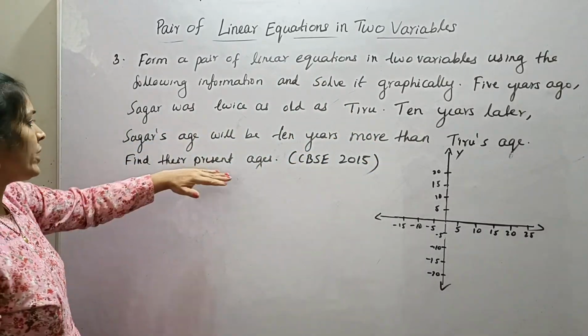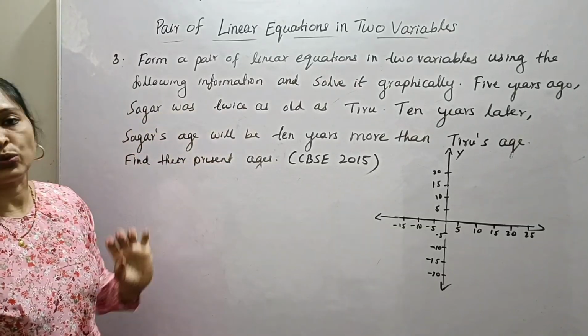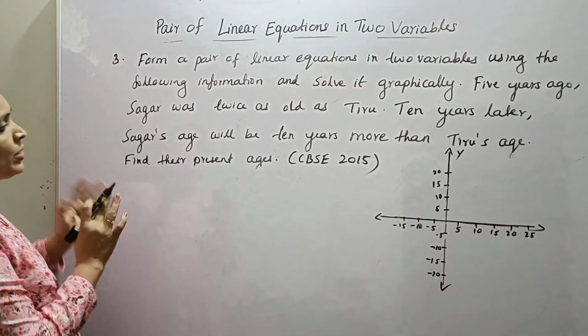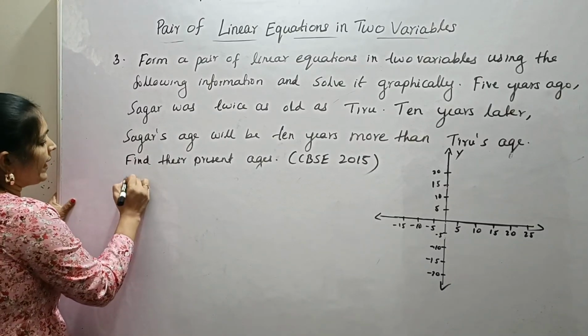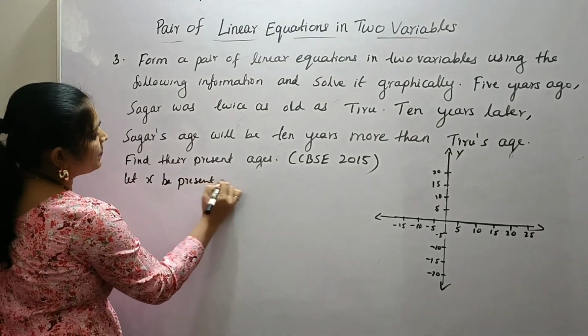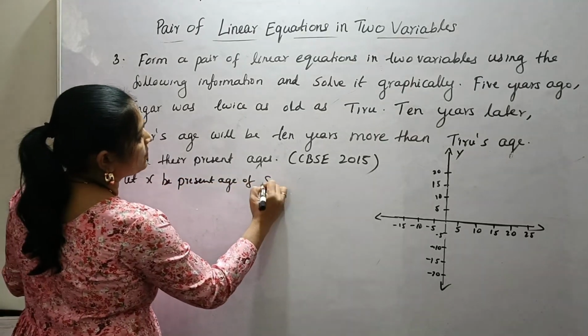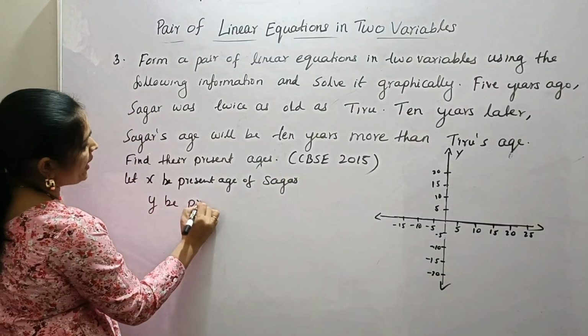So here we have to find the present ages of Sagar and Thiru, right? This information is about the ages of Sagar and Thiru. So here, let x be the present age of Sagar and let y be the present age of Thiru.